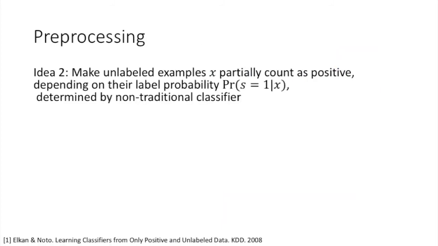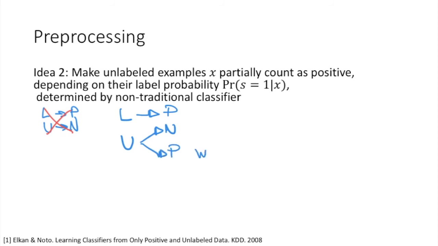This brings us to the second idea for pre-processing. Differently from what we had before, we are no longer going to count all labeled examples as positive and all unlabeled examples as negative. We are going to still count the labeled examples as positive, but the unlabeled examples we're going to partially count as negative and partially as positive. And how much it will count for each class will depend on the label probability of that example, which we can find by training a non-traditional classifier again.